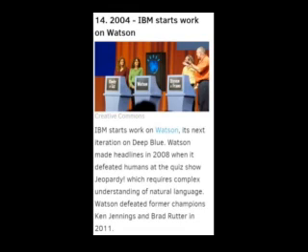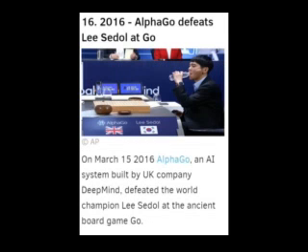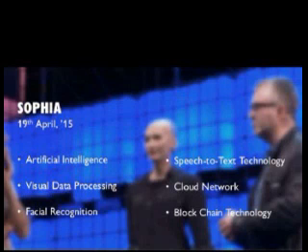In the year 2004, IBM started work on Watson. Watson is a robot. In a quiz competition, Watson defeated the other two persons and won. In the year 2016, AlphaGo, a robot, won the ancient board game Go against Lee Sedol in a game.